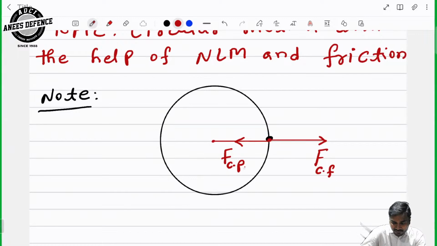Okay, so another force will act away from the center.